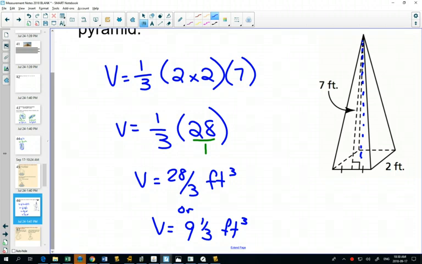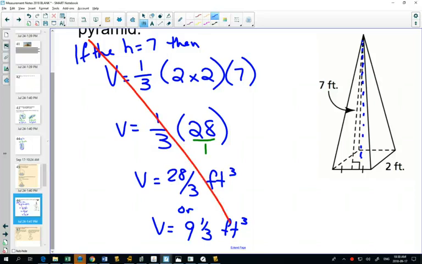So I'm going to just add, if the height equals 7, then this would be our work. Okay? And then in your notes, we can just put a little line through it so it doesn't wreck your whole notes. But we do notice that it's not the height that equals 7, but the slant height that equals 7. So how do we find the actual height?